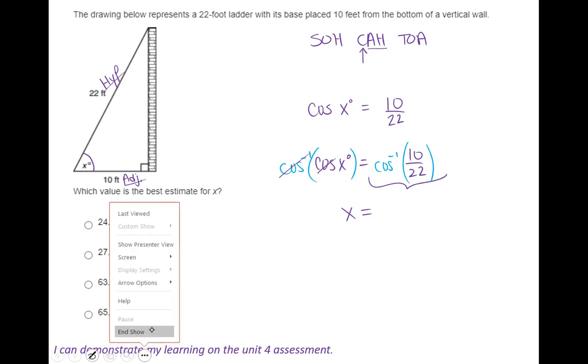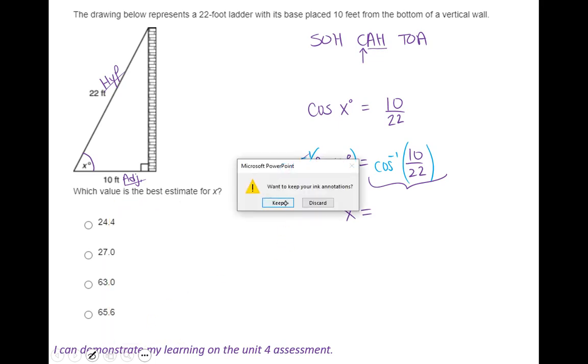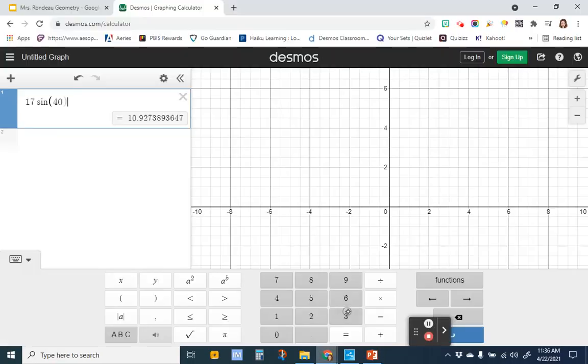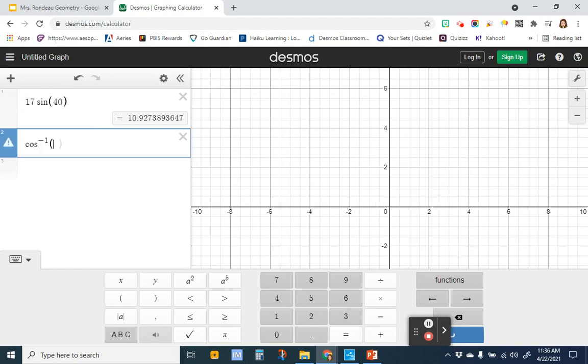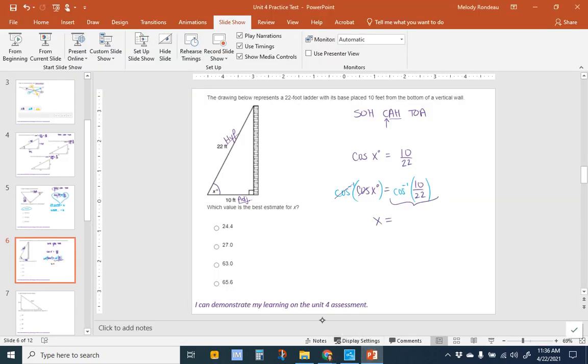So here we go, back to Desmos, doing cosine inverse of 10 over 22. So back over to Desmos. All right, so I'm going to do cosine inverse. So in my keyboard stuff, I'm going over to functions, cosine inverse, or inverse cosine, and then I'm going to do 10 divided by 22. And it gives me 62.964, blah, blah, blah. So 62.964.